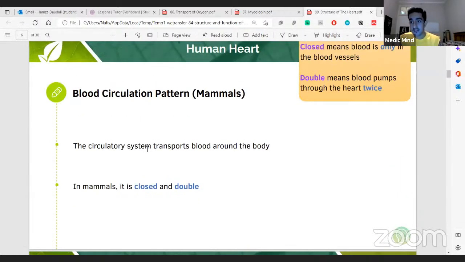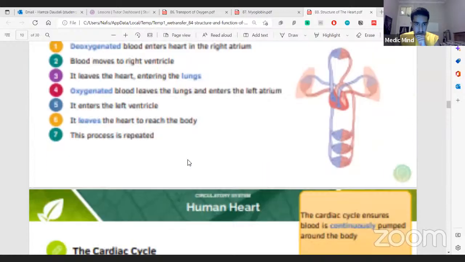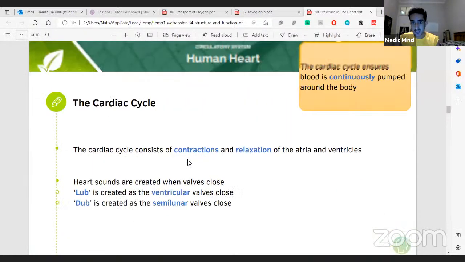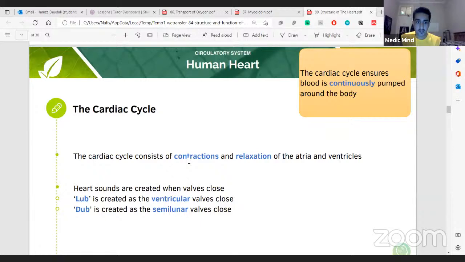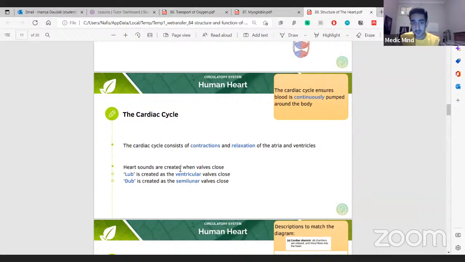So again, it is a closed double circulatory system. Double because the blood comes in through twice. There's a pulmonary circulation and a systemic. And closed means that the blood is only found in the blood vessels. And we know that. We've talked about this before. Okay, cardiac cycle, really, really important to know. So the cardiac cycle is basically contraction, contraction, relaxation. The function of the cardiac cycle is to ensure that blood is continuously pumped around the body.